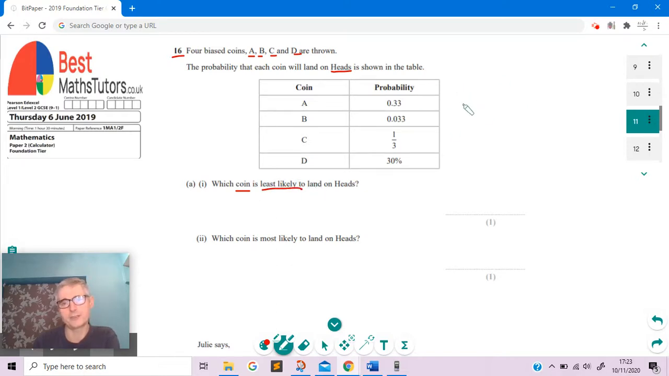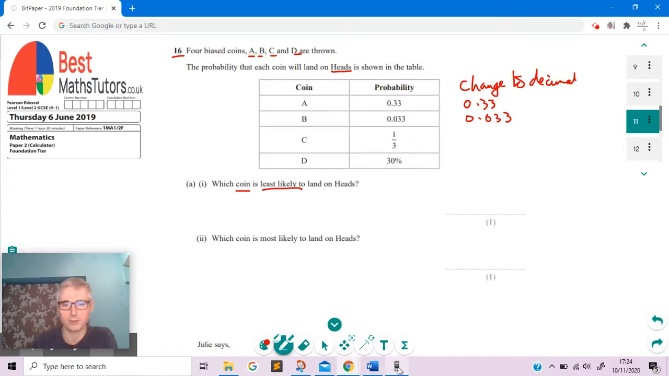So we need to really convert all of these numbers into decimals. Once they are decimals, we can compare them. So we can say 0.33, we don't need to change that one, and 0.033. But we've got this 1/3, and we can change that into a decimal by dividing the top by the bottom.